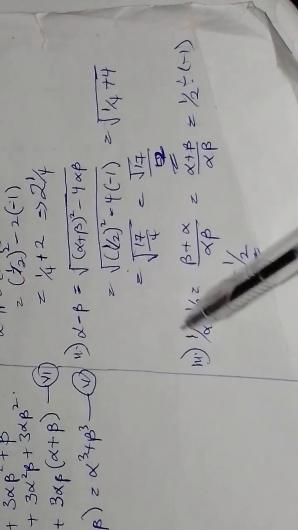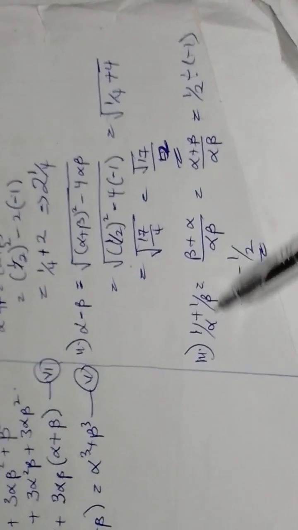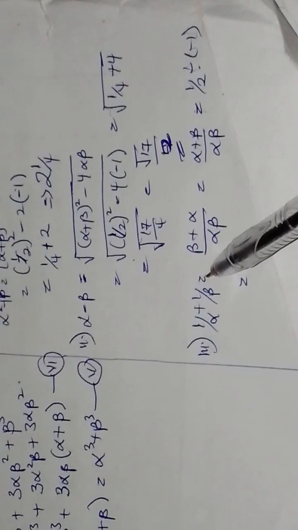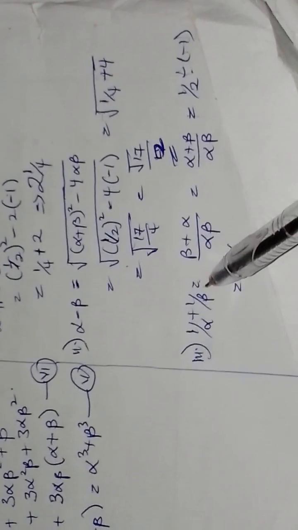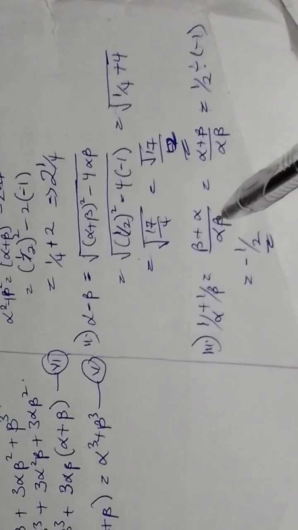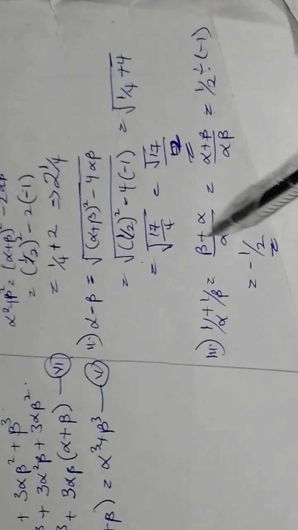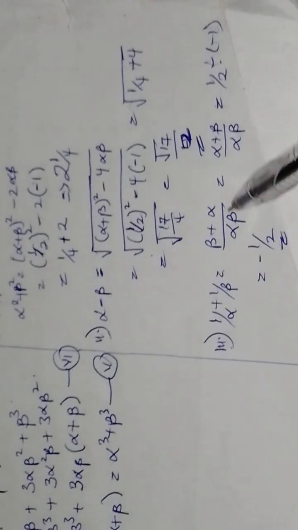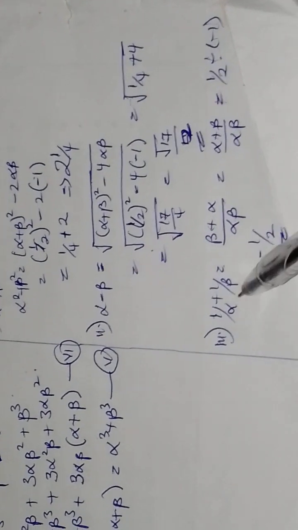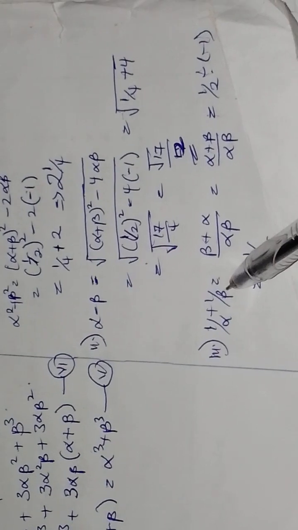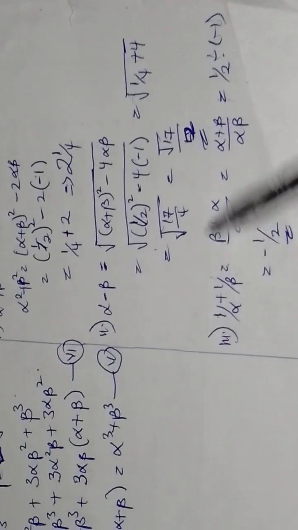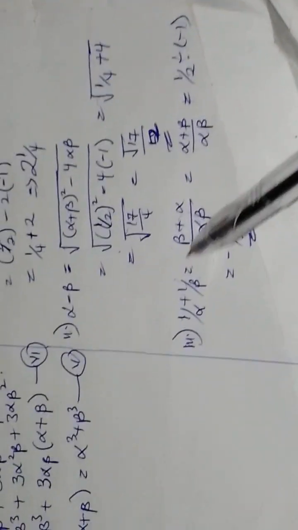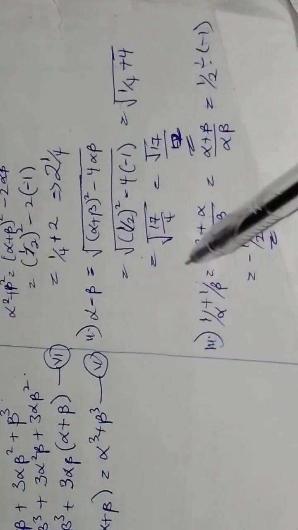For 1 over alpha plus 1 over beta, first of all we need to find the LCM. The LCM of alpha and beta is alpha beta. Alpha beta divided by alpha gives us beta, and beta times 1 gives us beta. Alpha beta divided by beta gives us alpha, and alpha times 1 gives us alpha. It's the same way you solve addition of fractions. So we have this. So from here, what do we do?